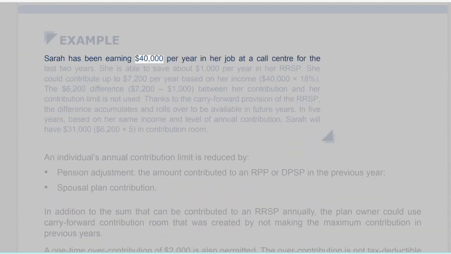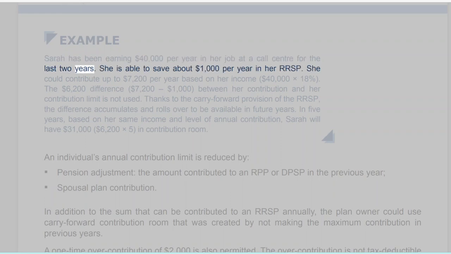Sarah has been earning $40,000 per year in her job at a call center for the last 2 years. She is able to save about $1,000 per year in her RRSP. She could contribute up to $7,200 per year based on her income, $40,000 times 18%. The $6,200 difference, $7,200 minus $1,000, between her contribution and her contribution limit is not used.